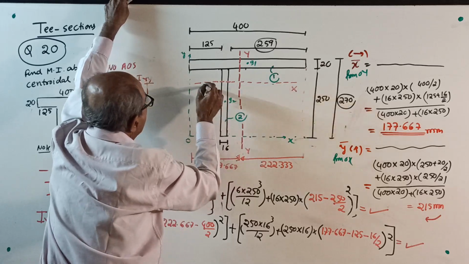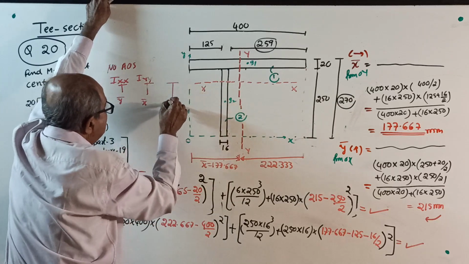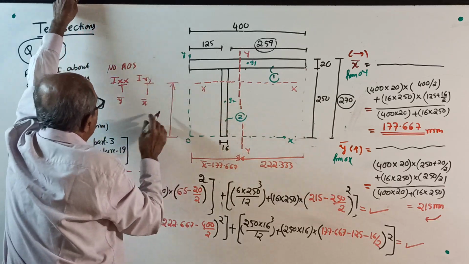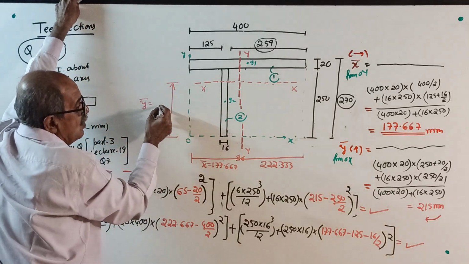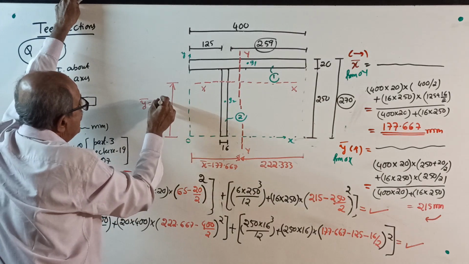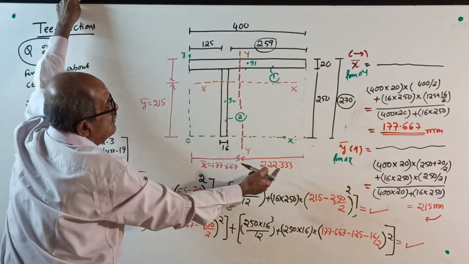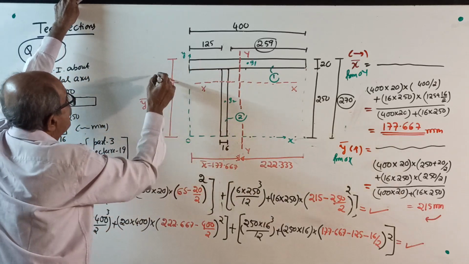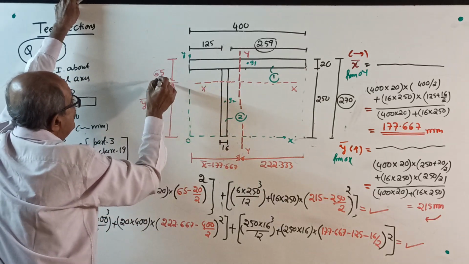This is your x-axis. And from here to the x-axis, this distance is your y bar. Your y bar equals, round number came 215. So from the top edge, if you calculate from total 270, subtract 215, it will come 65. Why? 70 minus 15 is 65.